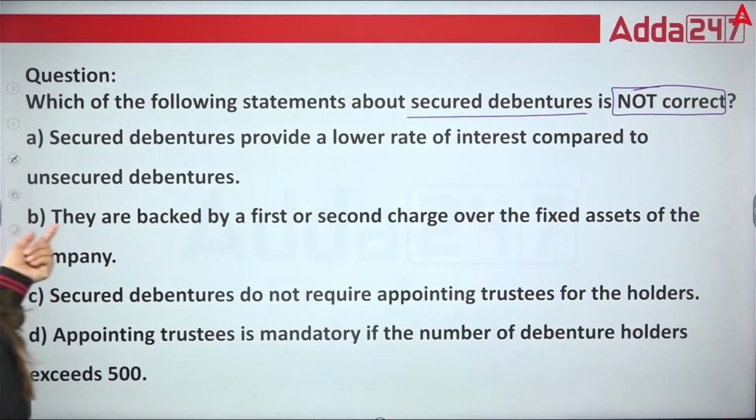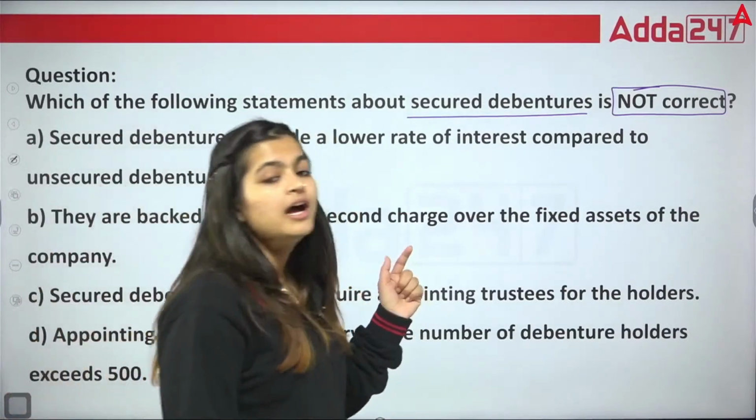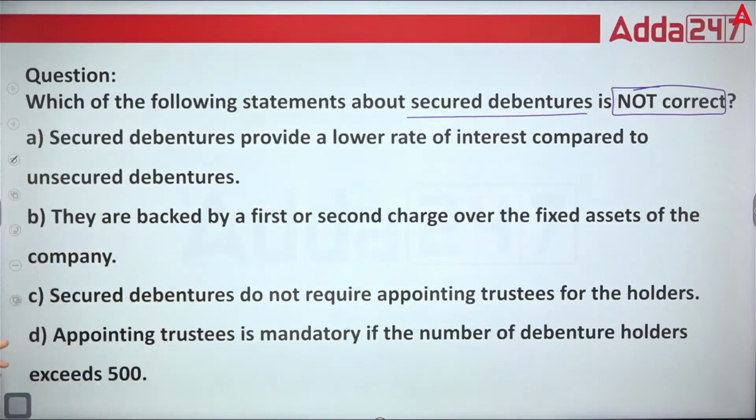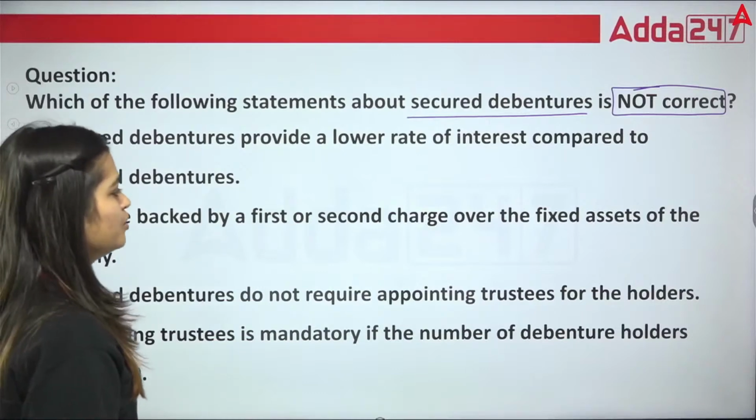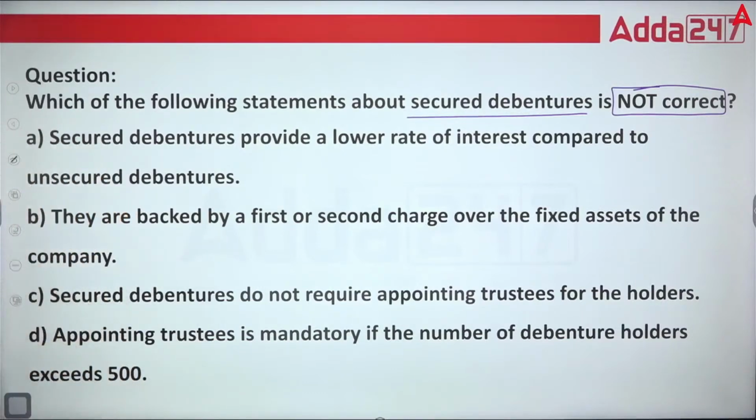A, secured debentures provide a lower rate of interest compared to unsecured debentures. B, they are backed by a first or second charge over the fixed assets of the company. C, secured debentures do not require appointing trustees for the shareholders. D, appointing trustees is mandatory if the number of debenture holders exceeds 500.